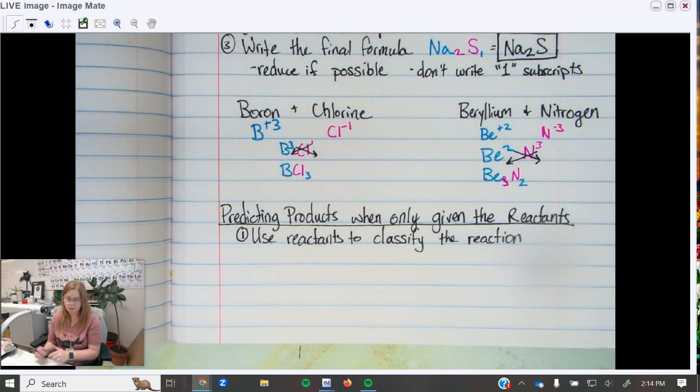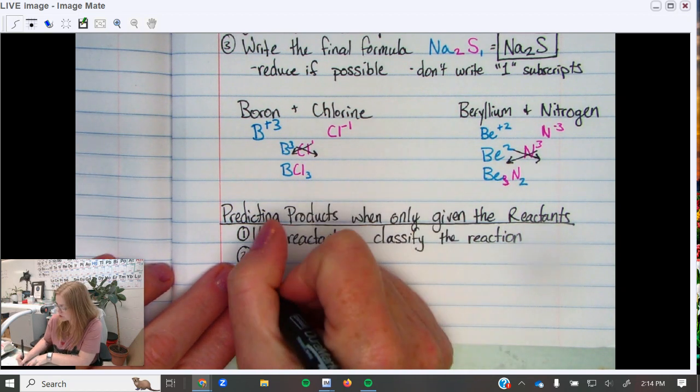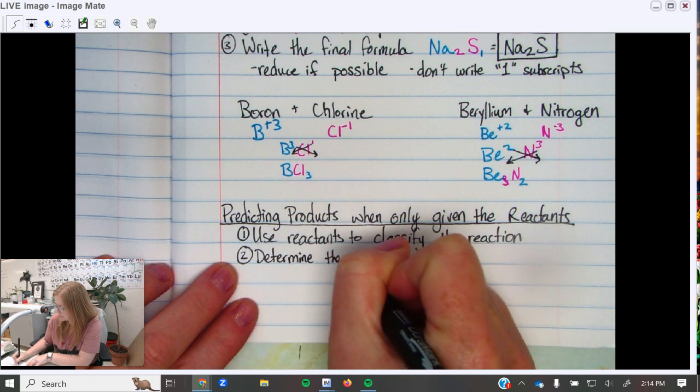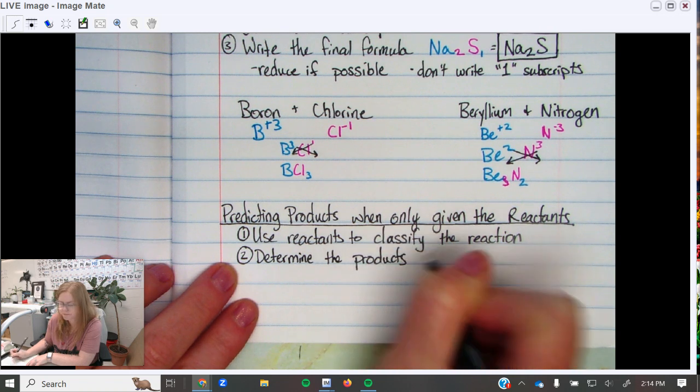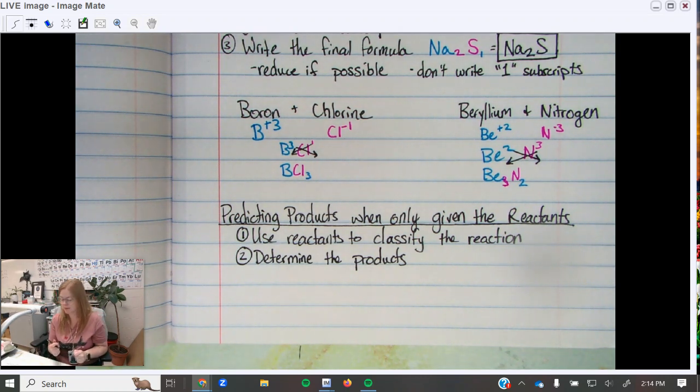Once you've classified your reaction, you're going to determine the products. So if it's decomposition, then you're just going to separate the two elements and balance the equation. If it's combustion, you know your products are always carbon dioxide and water, and then you balance the equation. But if you're making a new compound, a new product that didn't exist, then you have to go through the swap and drop method.